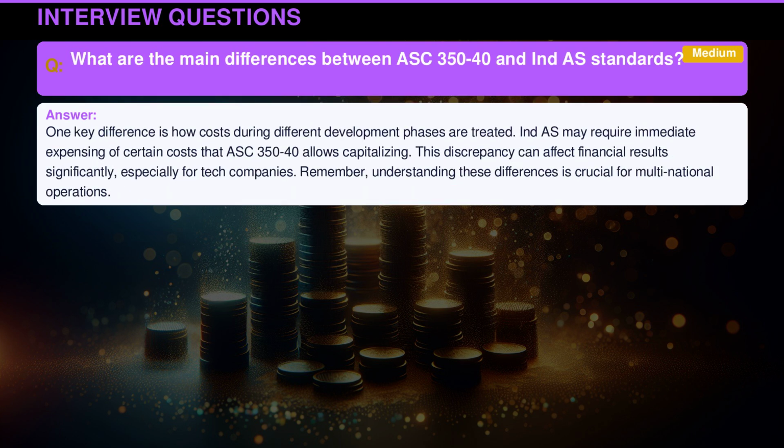One key difference is how costs during different development phases are treated. Indian accounting standards may require immediate expensing of certain costs that ASC 350-40 allows capitalizing. This discrepancy can affect financial results significantly, especially for tech companies. Remember, understanding these differences is crucial for multinational operations.